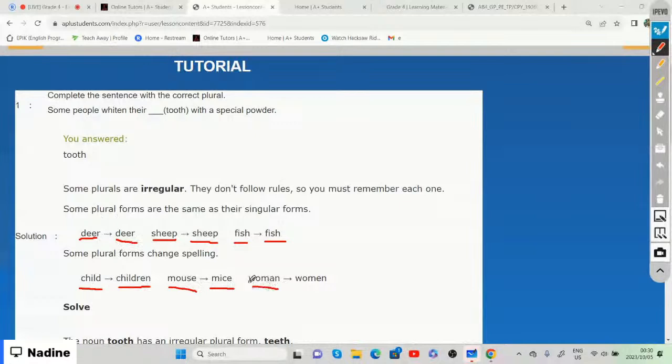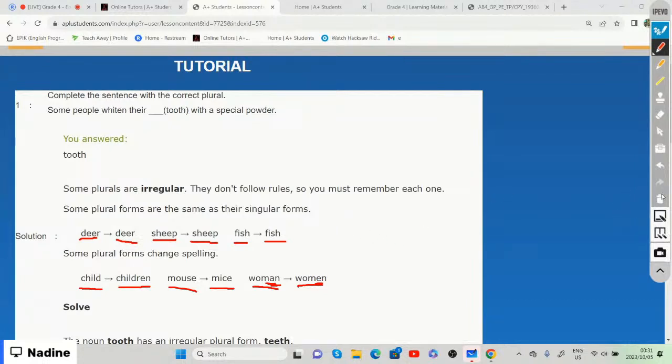The same with woman. One woman. And look specifically at this word. You see, almost like man within that word. This refers to one man. So it's woman. But if we're referring to more than one woman, then we say women, and there the word changes the e. And these are irregular plurals, where we say that they do not follow any rules. You are just going to have to remember each one.